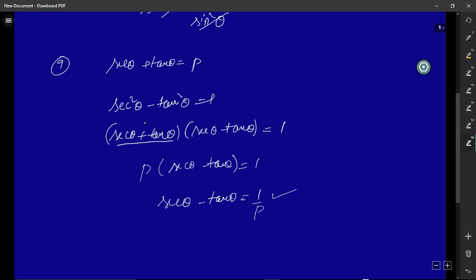It gave us the value of secant theta plus tan theta. It wanted us to find out the value of secant theta minus tan theta, and we found it out. If secant theta plus tan theta is p, secant theta minus tan theta is 1 by p. See, this is pretty simple. At times they ask you like this: secant theta plus tan theta is 2, then what is secant theta minus tan theta? It is 1 by 2. If secant theta plus tan theta is 5, secant theta minus tan theta is 1 by 5, right?